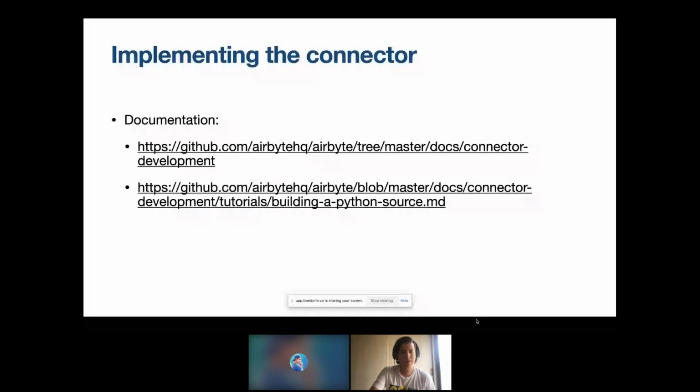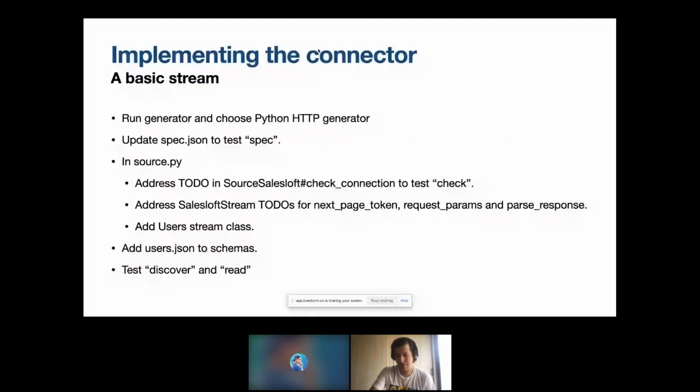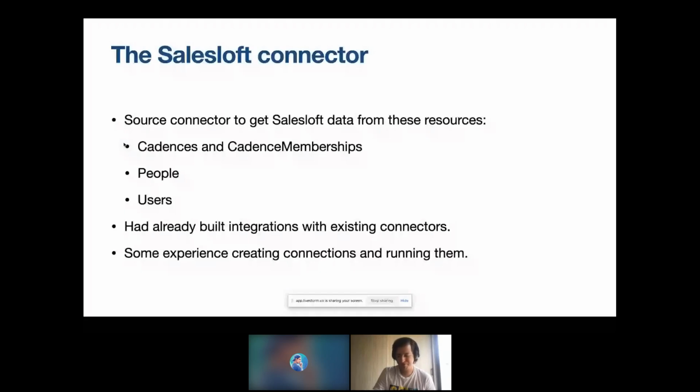So implementing the connector, we started with a basic stream. These resources we wanted to bring from Salesloft, some of them provided a way of getting incremental updates, and one of them didn't. So we started with that one, which is users. This basically gives the list of Salesloft users under an account, and they don't give a way for the client to get incremental updates. So we started from that.